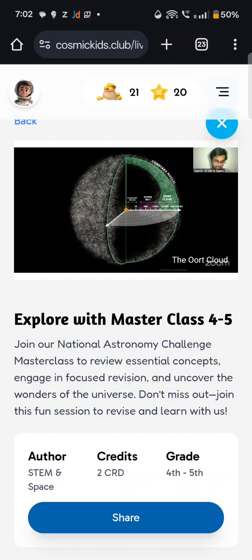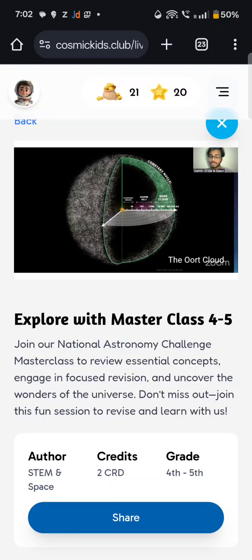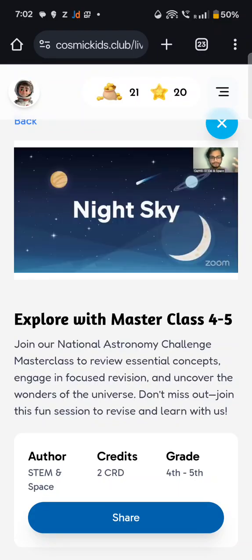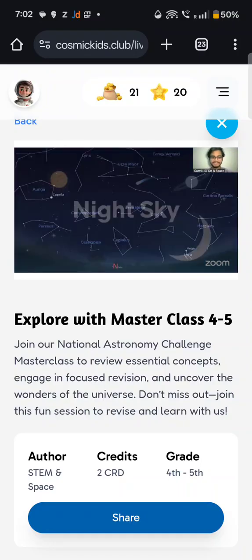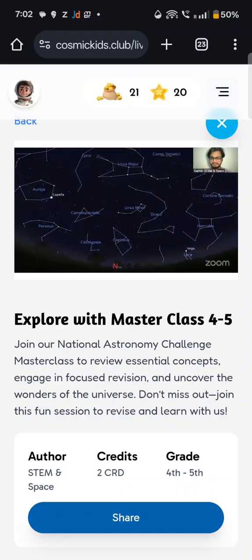Okay. So after this Oort cloud, let's discuss something about our night sky. Night sky, everyone knows, when we look up in the night sky, we can see many different stars, planets, moon. We see all these things in the night sky. But if we start connecting these stars together, what do we form? We form constellations, all these constellations that you can see on the screen also. But what are these constellations? Are they just connected dots?